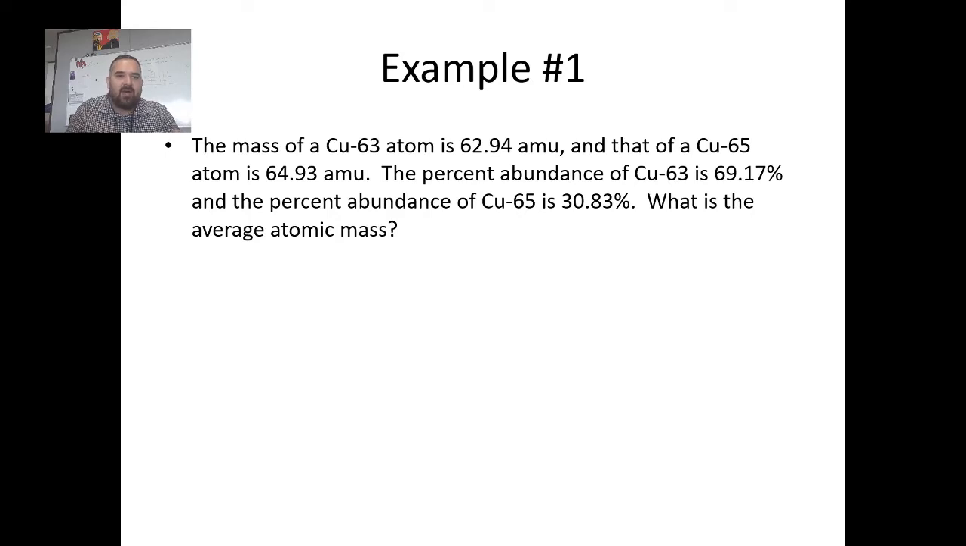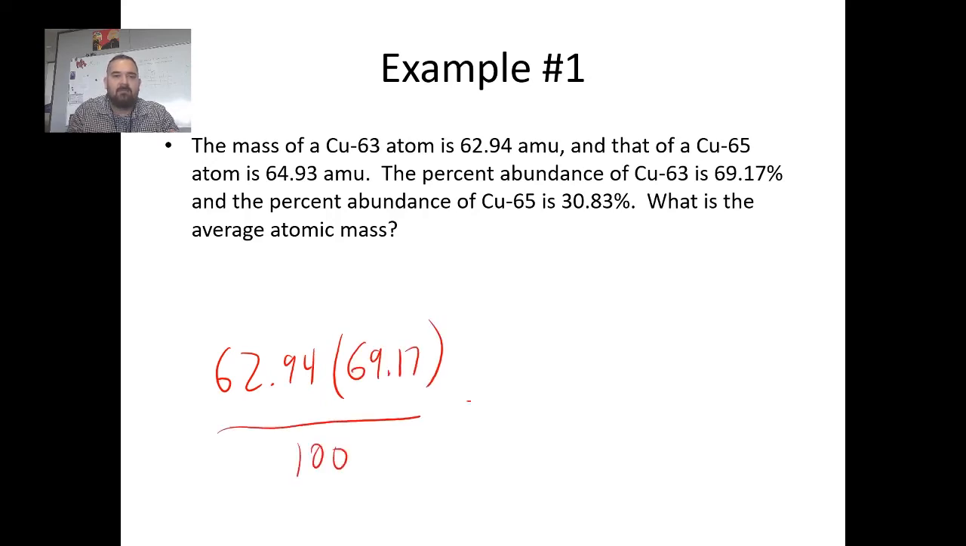So let's go ahead and write out our equation. It's going to be 62.94, and then our percentage is going to be 69.17. Close parentheses, divide by 100. And then copper 65 has a mass of 64.93, and then our percentage is going to be 30.83.